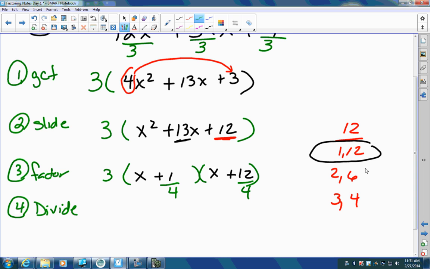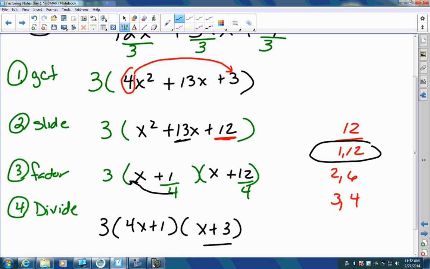Okay? So I have 3. Now, 1 divided by 4, does that work out evenly? No, so the 4 goes up here. So it's 4x plus 1. 12 divided by 4, does that work out evenly? Yes, it's x plus 3. There's my answer right here. All of that.